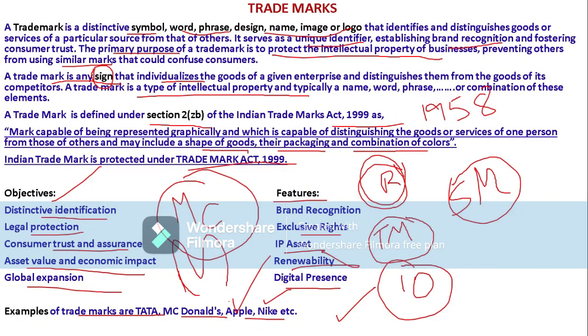This is the concept regarding trademarks: the objectives, the features, the need, the definition, the meaning, the different categories, and the sign. The meaning of the sign involves all these categories. So all this is about trademarks.